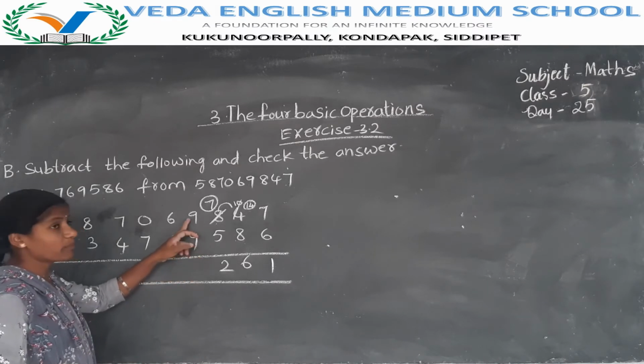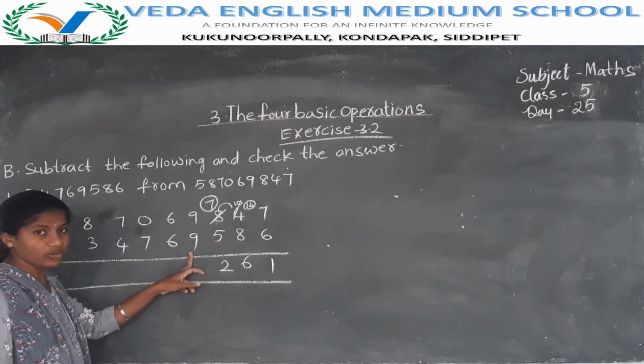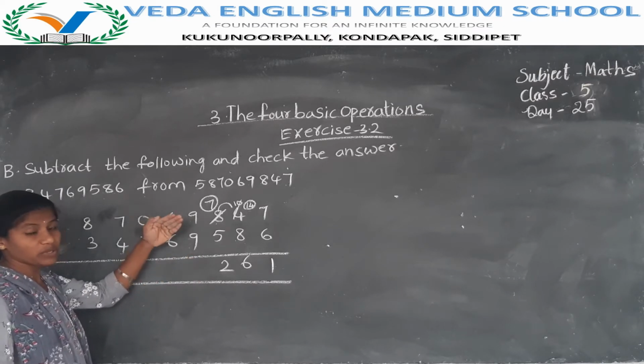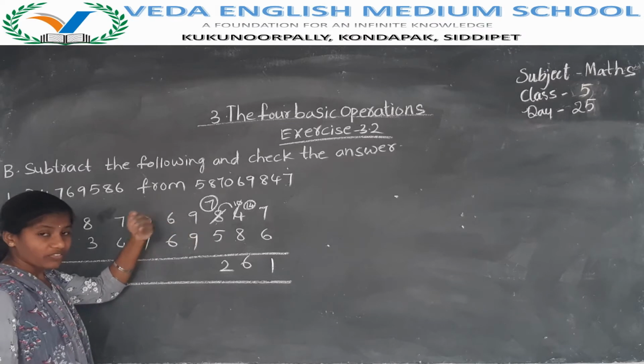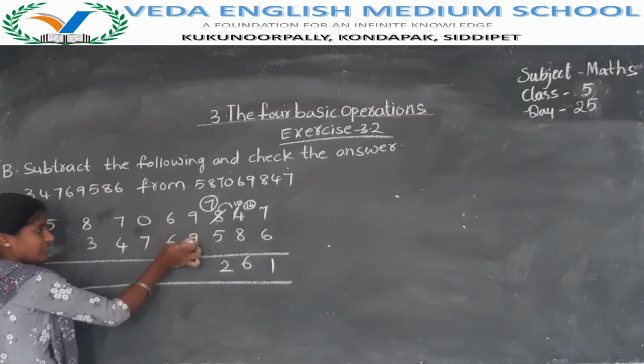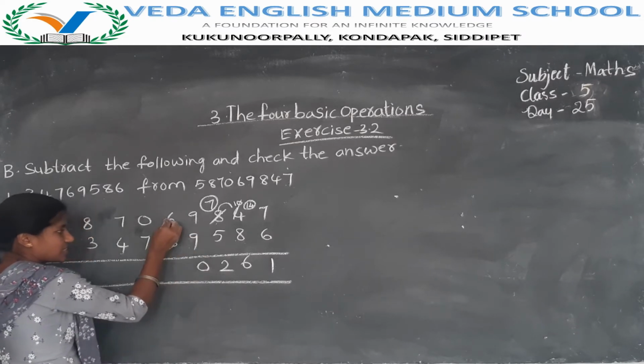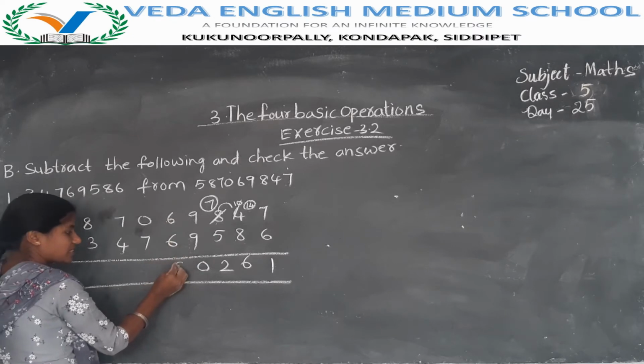If you subtract a number from itself, what do we get? 0. If you subtract a number from itself, so 9 is itself to another 9. So 9 minus 9 gives 0. 6 is itself to 6. So 6 minus 6 is 0.